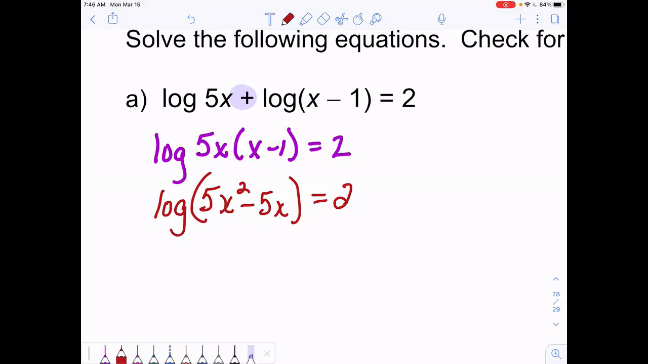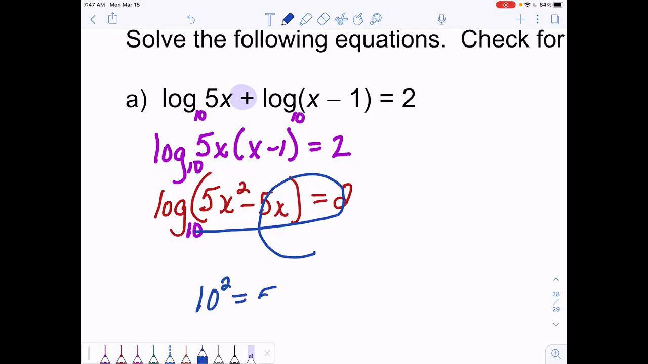What do you think you would do next to solve this? Jaden? Yeah, we're going to write it in exponential form. Jaden, if the base isn't there, it's implied to be 10. So really, this base is a 10, even though it's not there. After you condense them, we're going to write it in exponential form. So again, the base is 10, the exponent is 2. It's equal to the entire quantity, 5x squared minus 5x.